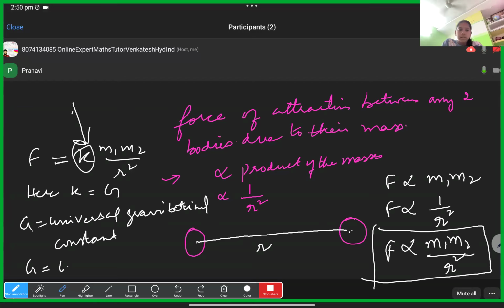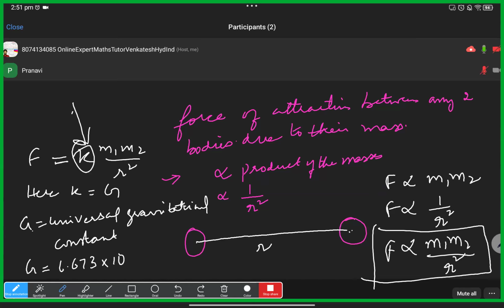6.67 into 10 power minus 11. The third decimal also, if you write it, Sir, actually, in the books, everything we wrote only until 6.67, so actually there is one more decimal also. But mostly while doing the sums, if it is mentioned in the bracket, no problem. Otherwise, 6.673 into 10 power minus 11, generally it is Newton meter square per kg square. We will get this from the equation also.